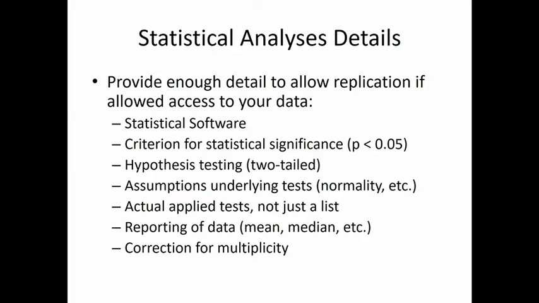So the only way to do that is to go through each of your tests independently and how you apply them to your data. And then how will you report the data, the mean, the median, et cetera. And then correction for multiplicity. Are you correcting for multiple comparisons? All right, let me say something that's not on this list. I wish it was on here.